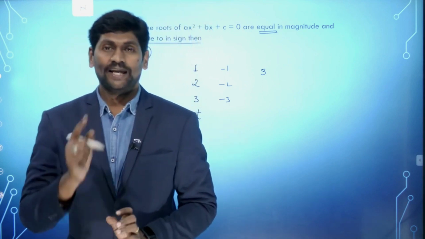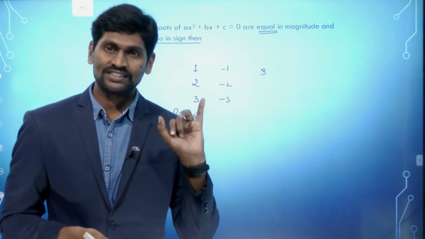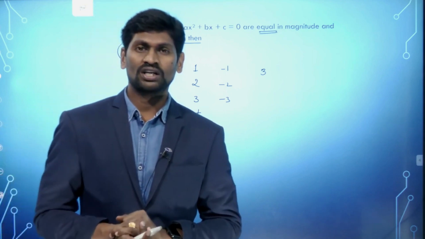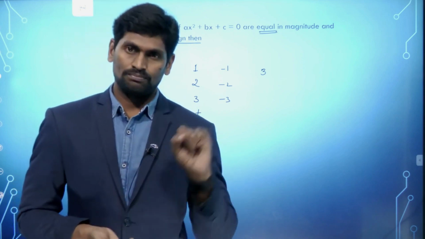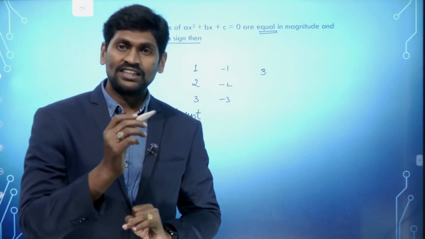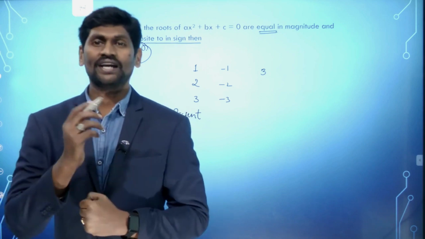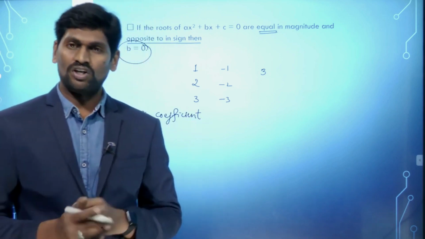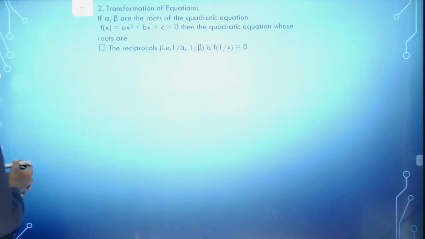So mainly you should remember the conditions. What are they? A plus B plus C equals to 0, then roots are 1 and C by A. C by A is nothing but product of roots. Most important property. And second property is A minus B plus C equals to 0, then the roots are minus 1 and minus C by A. Okay? Remember those two concepts mostly.